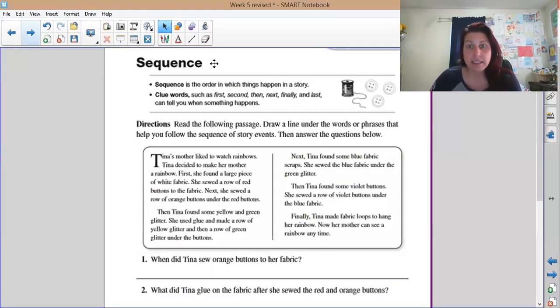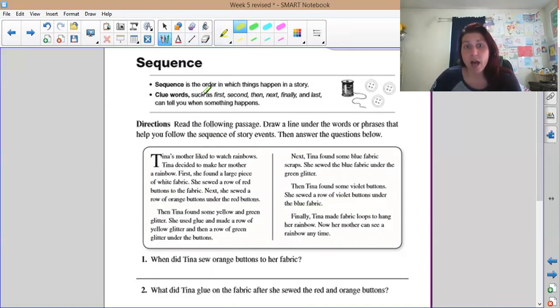Okay, let's take a quick look over here at sequencing. So sequence, yes, is the order in which things happen in a story. Clue words such as first, next, then, finally, and last can tell you when something happens. So right up here, if you're looking where I'm looking, I'm gonna grab my highlighter.